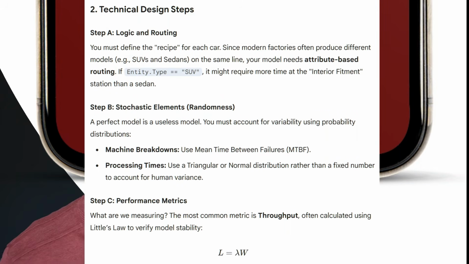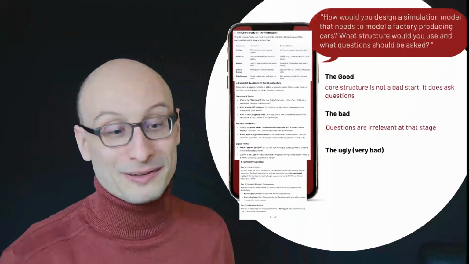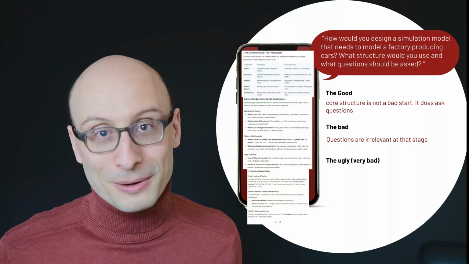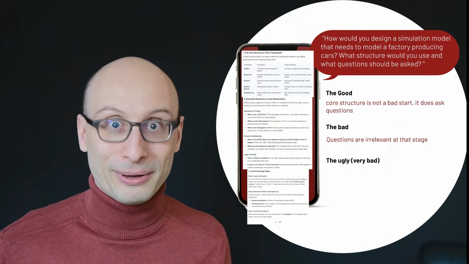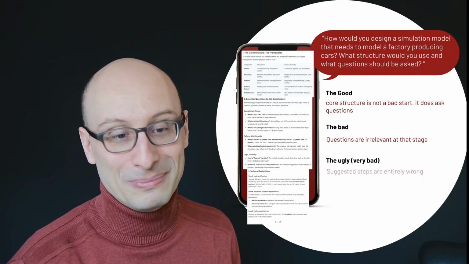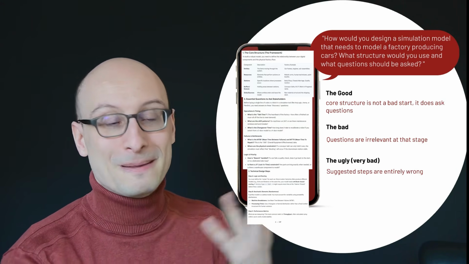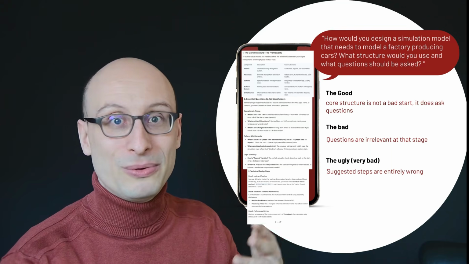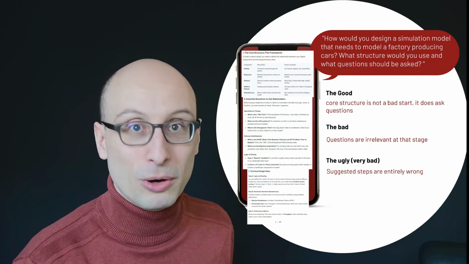It actually then comes up with the technical design steps. First, you build the logic, then you add stochastic elements and then you do performance metrics. And everything about this is just wrong. You don't first build the model, then add randomness, and then do some performance metrics. That's not how you build models at all. I don't know how you can even go beyond wrong. This is wrong, wronger, wrongest.